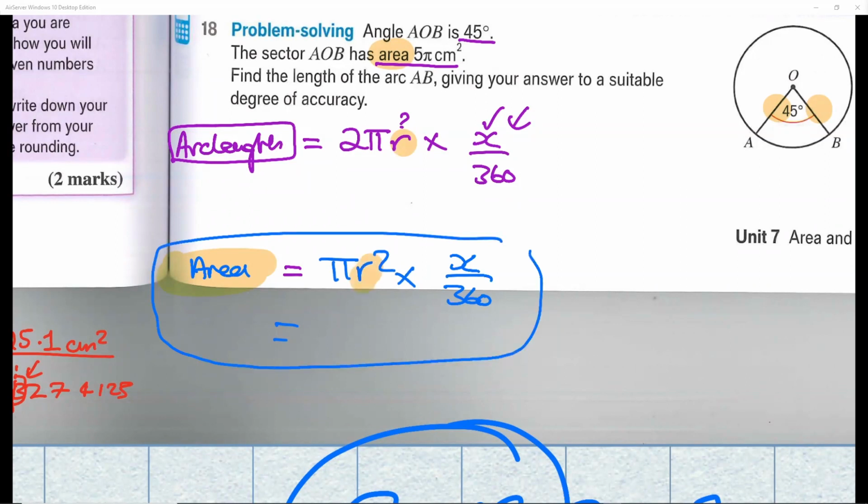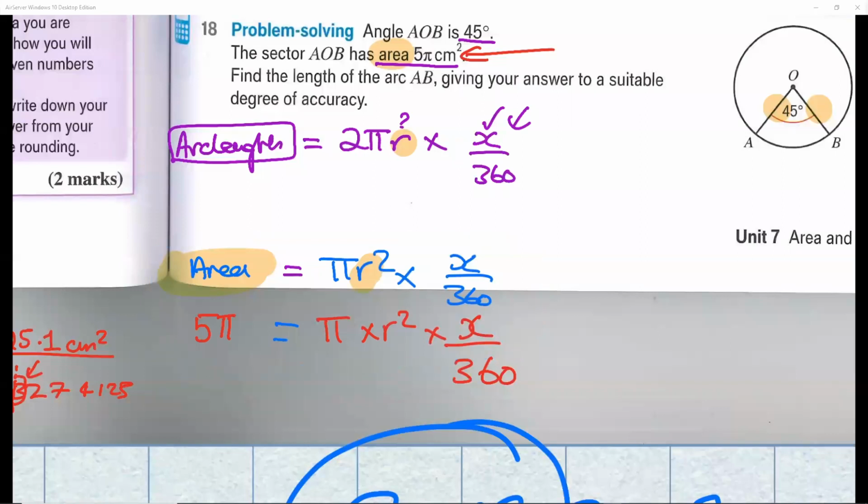So what is the area? 5 pi centimeters squared. Don't mention the word centimeters squared, we don't need to worry about units when you're putting into the substitution. 5 pi equals pi times r squared times x over 360. And I need to get rid of those blue lines in the way. Okay, whole one, gone.